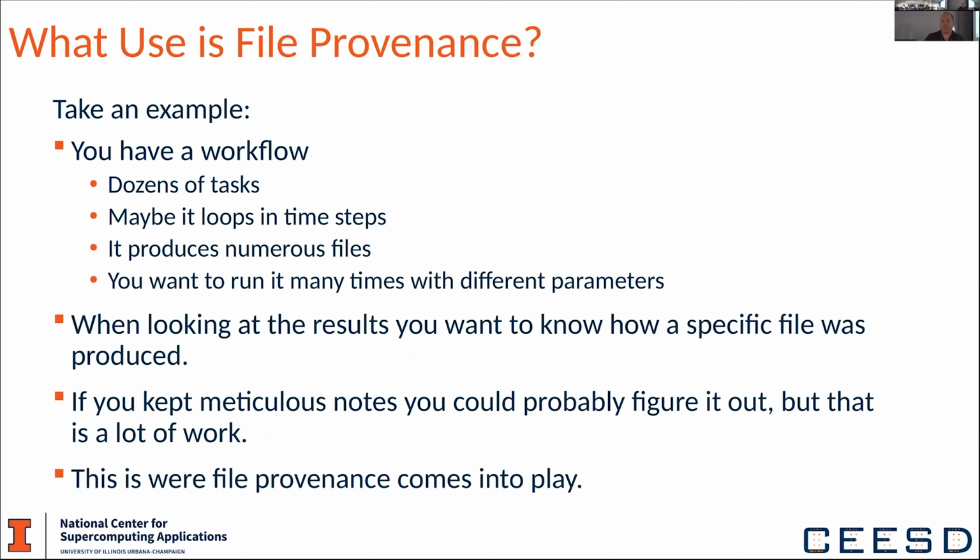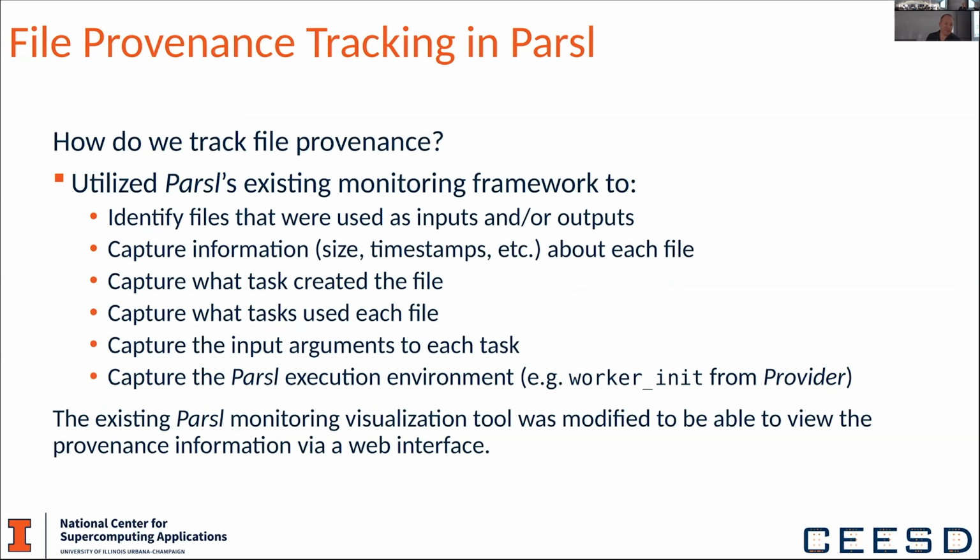And so you come back, in even a week or a couple of months, and you look at the results and you say, okay, I've got file X, how did I create it? What went into this? If you took meticulous notes, you could probably figure it out. But in general, it's time consuming and problematic to tease it all back out. So this is where the file provenance tracking comes into play.